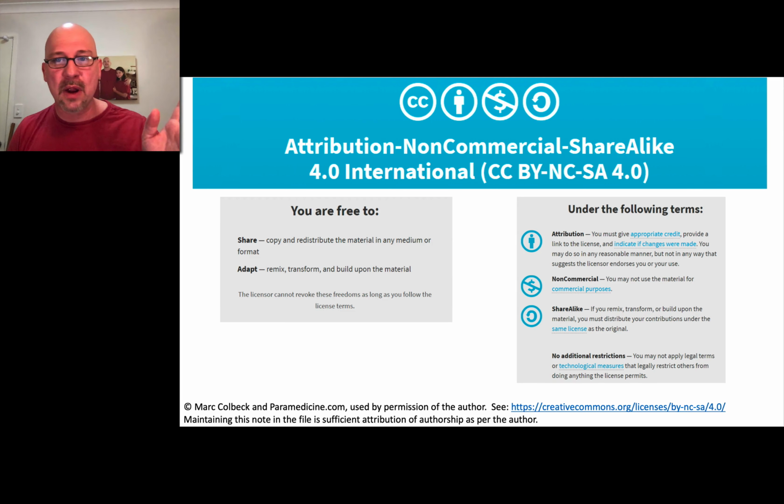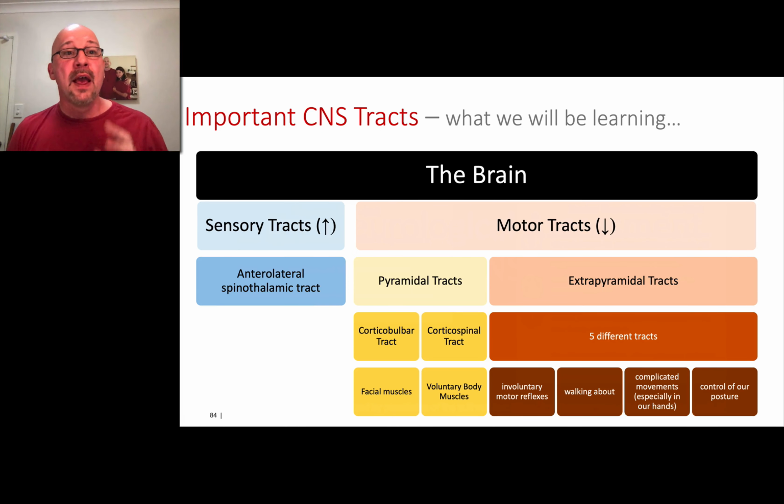So you can download the PowerPoints from Paramedicine.com, go get them. This is the map that I'm going to be giving to you. I'm going to build up this map sequentially over the next 9 slides or whatever it is. This is what we're going to be learning, okay?